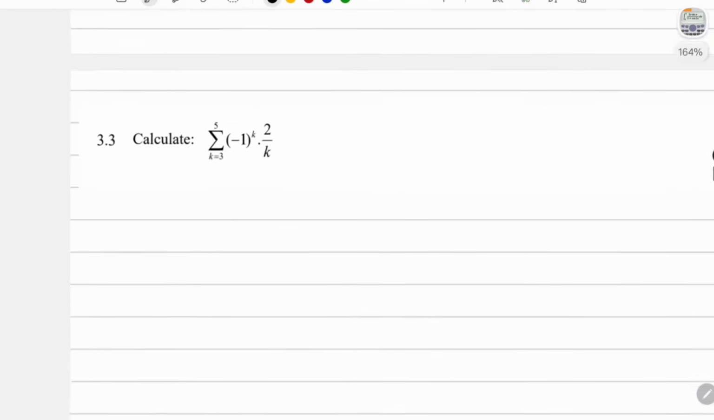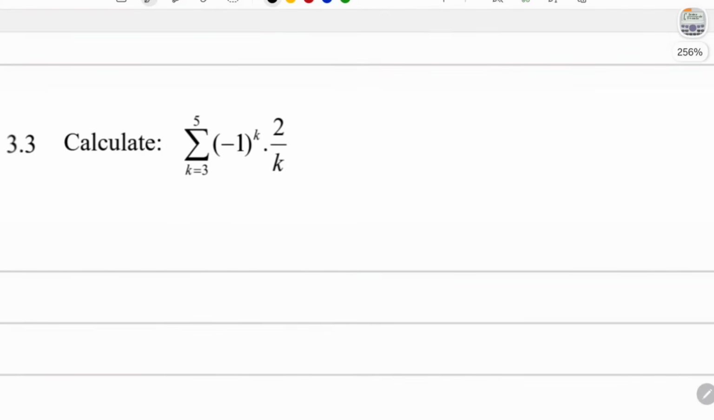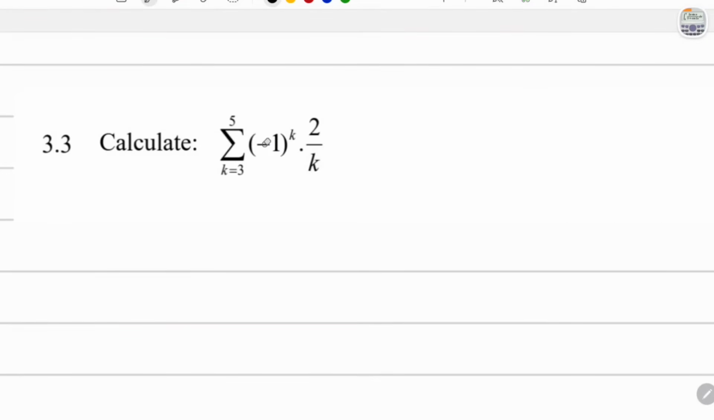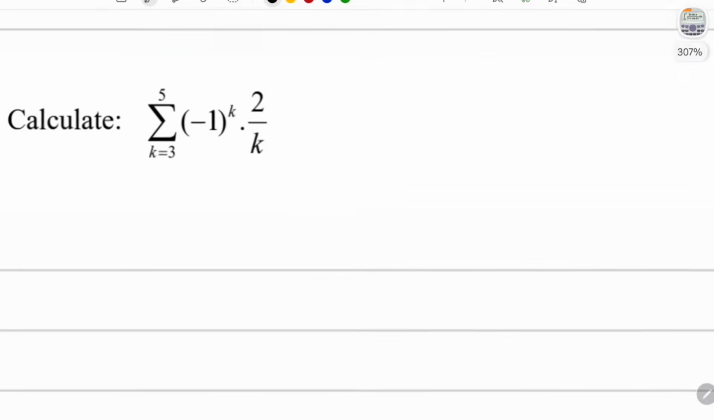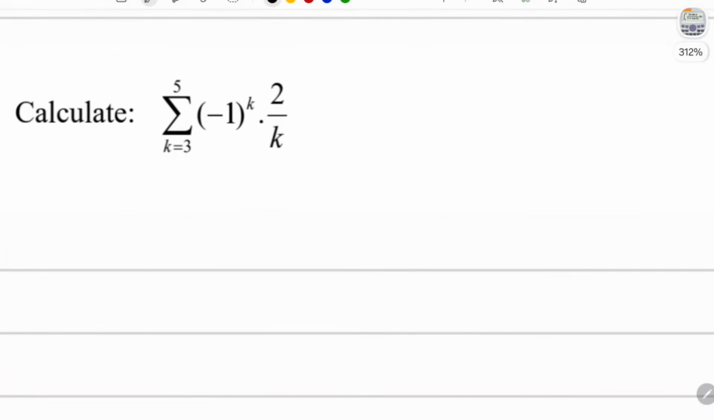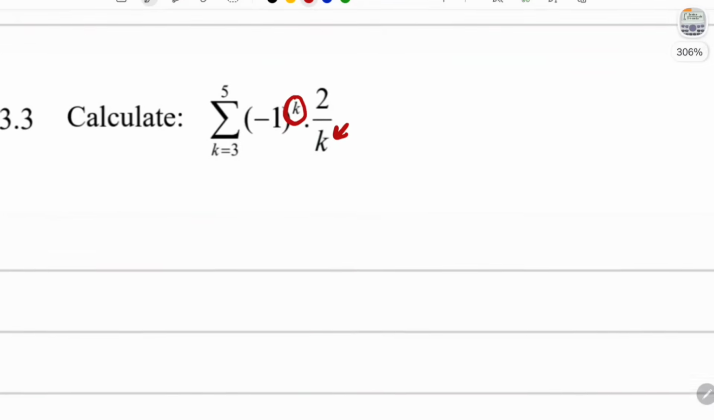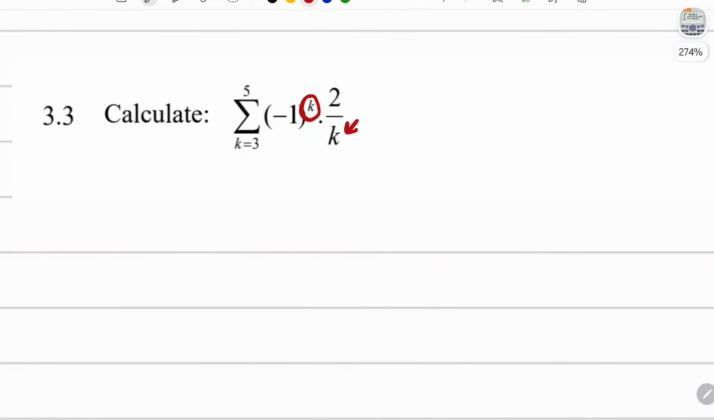Okay, so question 3.3, we have calculate the value of the sum of this series, starting where k is equal to 3, ending at 5 of this. Okay, so I would have looked at this and said, I think this is geometric because of this, but I can't say that anymore because it has k on the denominator as well. Okay, so that changes everything. That's not geometric anymore. We could go on a whole journey of finding out what exactly this is and what kind of series it is.